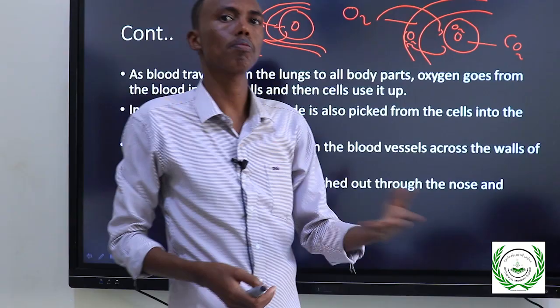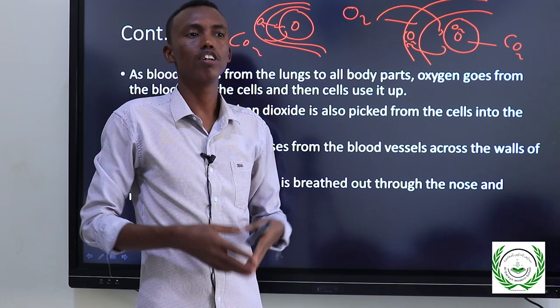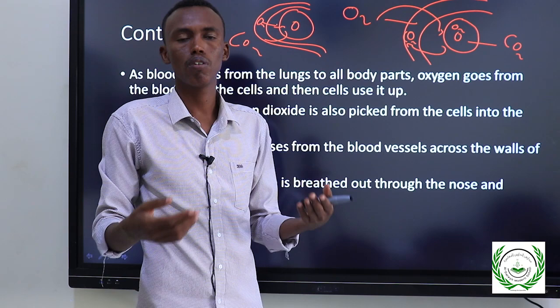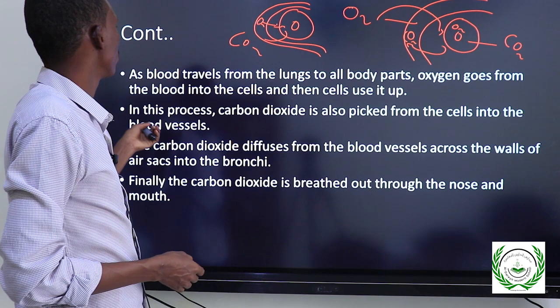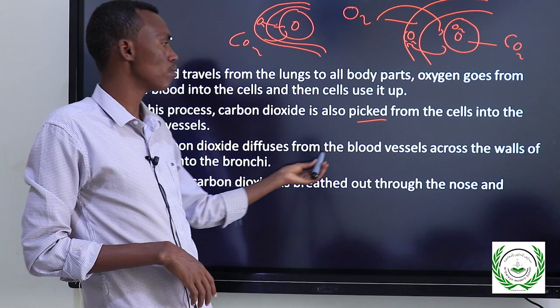Okay. So asharan hore adaa xusto waxaan soo dhiganay maxay in si cellsku cuntada uga dhaliyaan tamar ama energy uga dhaliyaan, they require enough amount of oxygen. Otherwise the cells will not produce energy from the food. Okay. So, in this process, the carbon dioxide will be picked up from the cells to eliminate from the system or from the body. Okay. The carbon dioxide diffuses from the blood vessels across the walls of air sacs into the bronchi.